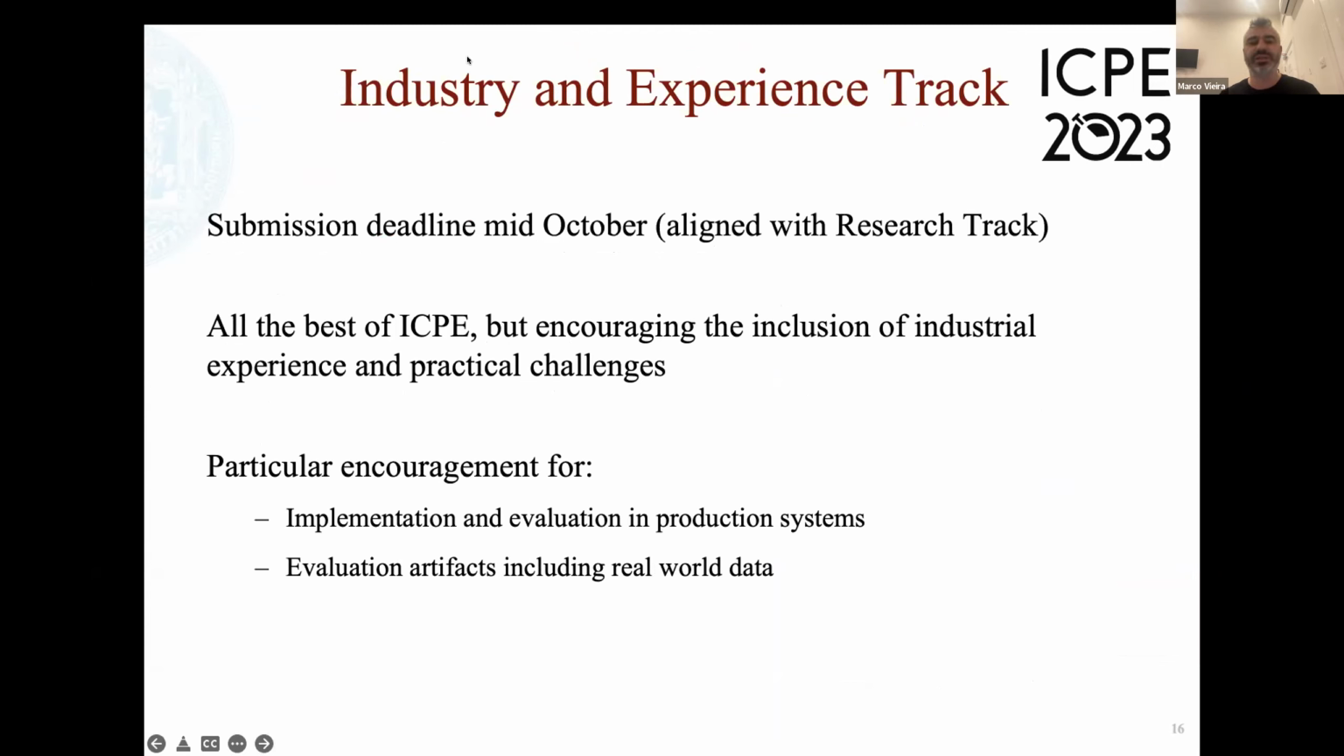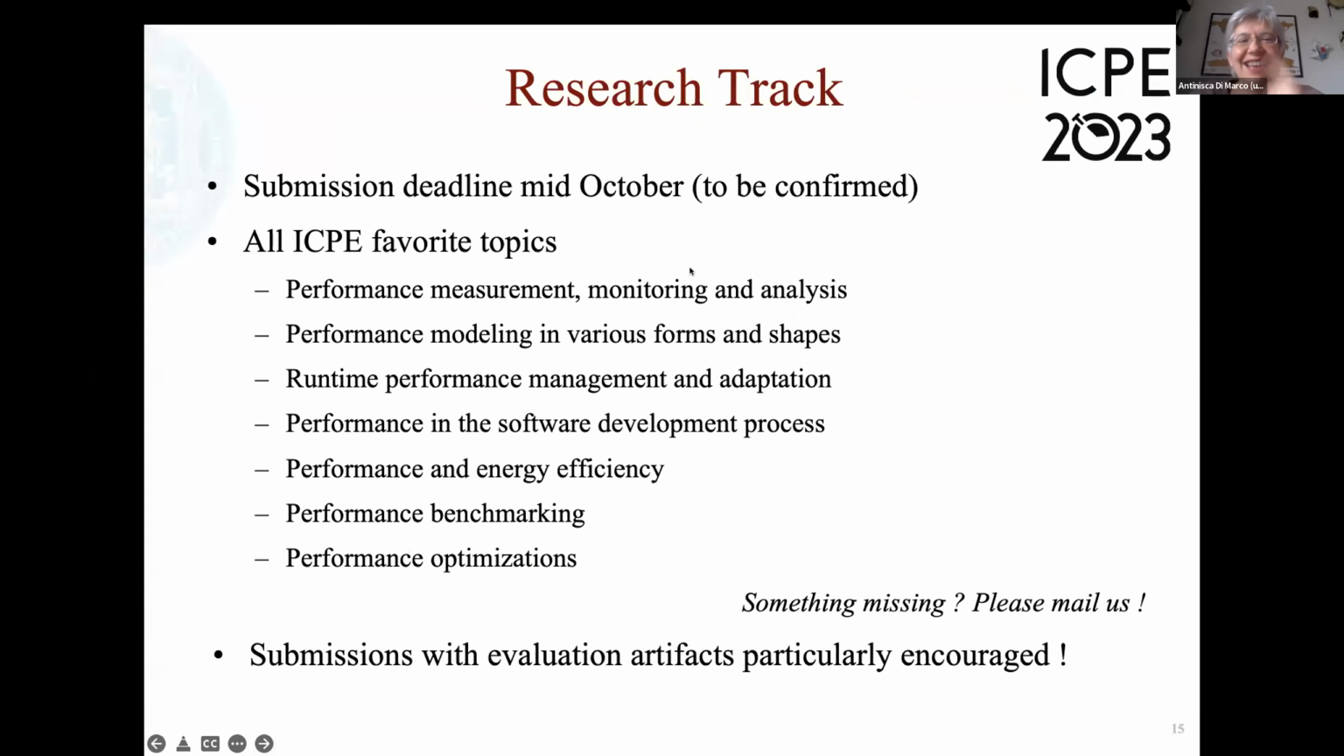About the research track, I would pass the word to Antoniska, who I think is online. Antoniska, are you there? Yeah, I'm here. Marco, thanks a lot. I think my slide is the one before, because this is the industry and experience track, no? Yes. Okay, thanks a lot. I'm very happy to join the organizing committee, and in Portugal that I love. And I know that in Portugal you can have good wine first and then good food.